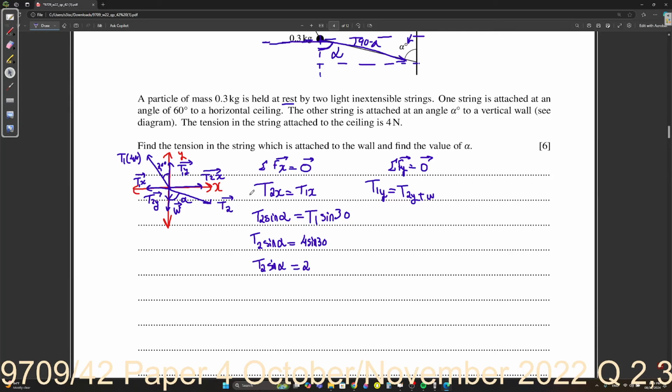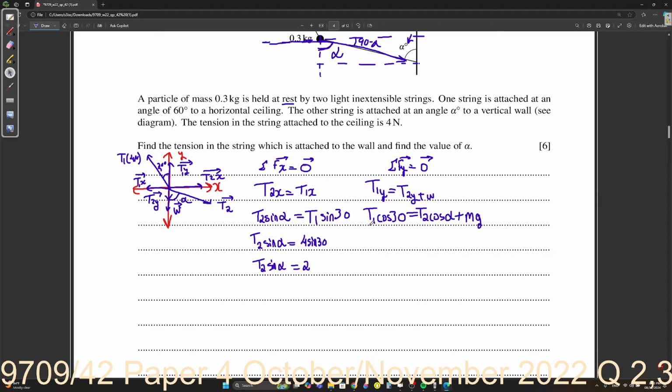Okay, let's see. T1y, what's it equal to? It's equal to T1 cosine the angle 30. Why cosine? Because it's the y component when the angle is with the vertical. So you're going to use cosine. T2y, again, is going to be T2 cosine alpha. Why is it going to be cosine? Again, same reason. We want the y component and the angle's with the vertical, so you're going to use cosine. W is equal to mg.